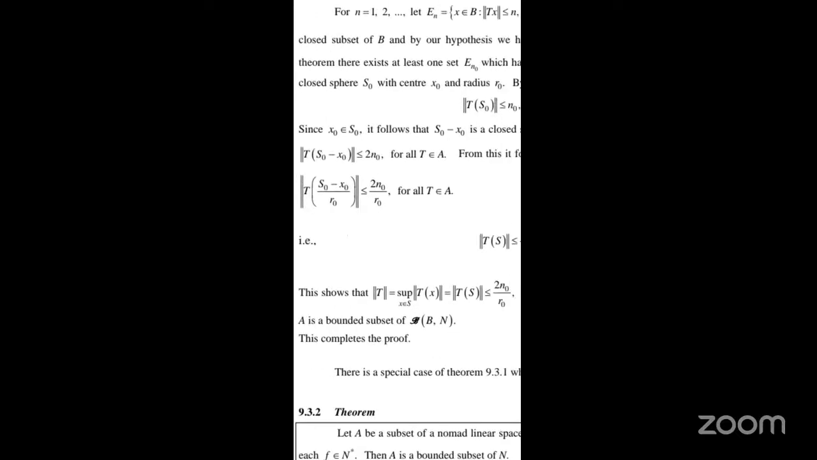So the set En naught contains a closed sphere S naught, with center x naught and radius r naught. By the definition of En naught, it follows that norm T of S naught is less than or equal to n naught for all T belonging to capital A. Since x naught belongs to S naught, it follows that S naught minus x naught is a closed sphere with the origin as center and radius r naught.